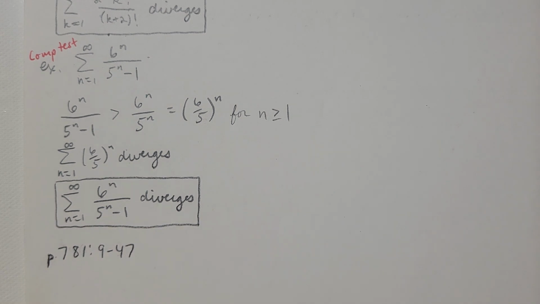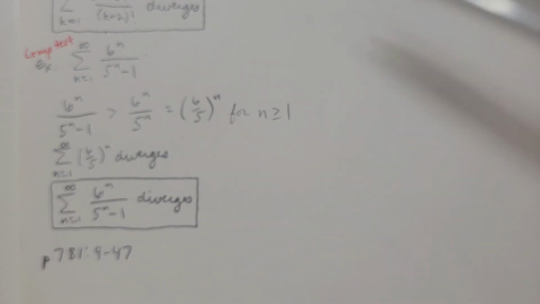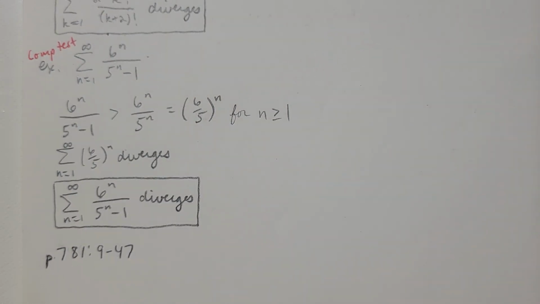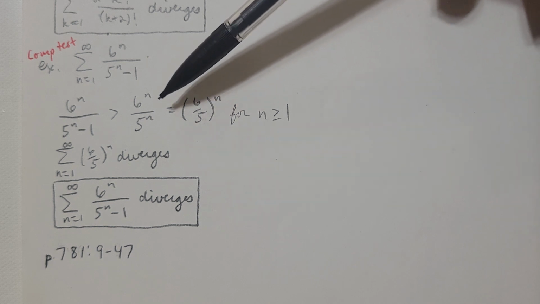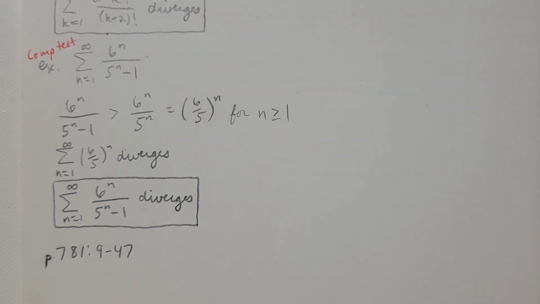Here's another example. So what if I had the summation as n equals 1 to infinity of 6^n divided by 5^n - 1? Okay, well, let's see. So if I use the comparison test, what if I didn't have the minus 1 there in the denominator? What if I just had 6^n divided by 5^n, or (6/5)^n?